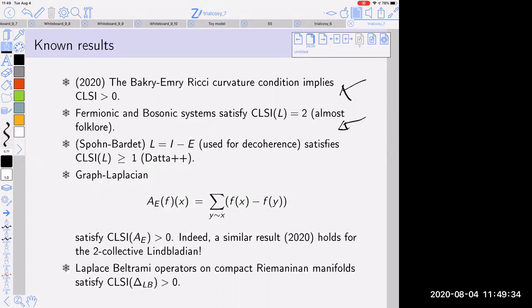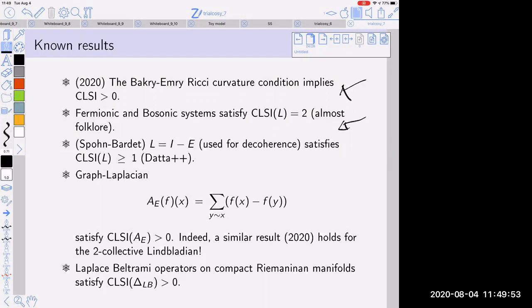There are some generators which are nice, which are of the form identity minus E, and that is the closest thing to decoherence. If you take for E the decoherence matrix, which sends everything to a diagonal, then this has to do with decoherence time, and that has been studied very extensively by Data and her co-authors.